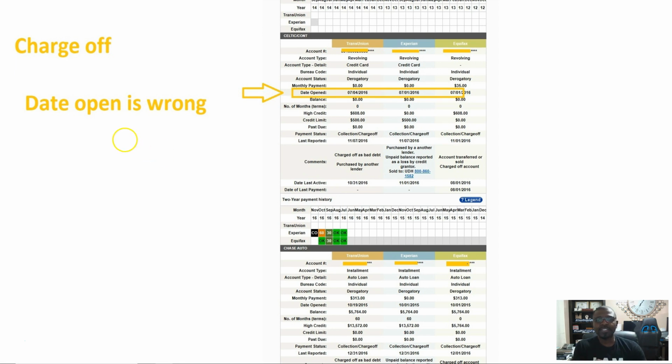So if you take a look at this one, look at the date open. TransUnion 7/4/2016. Experian 7/1/2016. Wrong. Look at that, two different dates. I mean, where do you get these two different dates? This data is coming directly from the credit bureaus. So why is TransUnion reporting this open date one date, and then Experian is reporting it another day? And then if you come over to Equifax 7/01/2016, so these two are accurate, but this one is wrong.